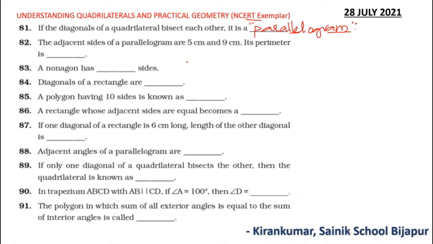Question 82. The adjacent sides of a parallelogram are 5 cm and 9 cm. Its perimeter is? We all know that for a parallelogram, perimeter is given by 2 times the sum of the adjacent sides. So the perimeter is 2 times (5 plus 9). 5 plus 9 is 14, and 2 times 14 is 28 centimeters.